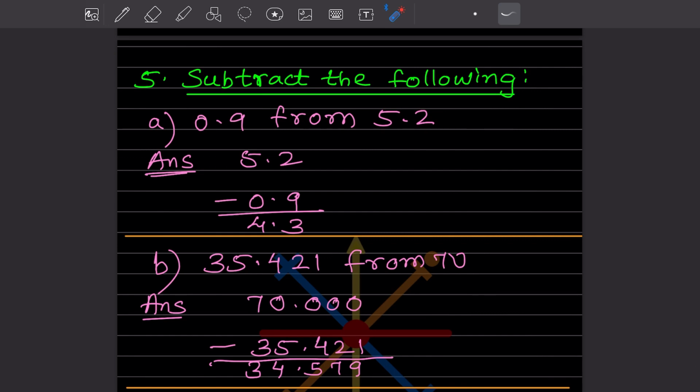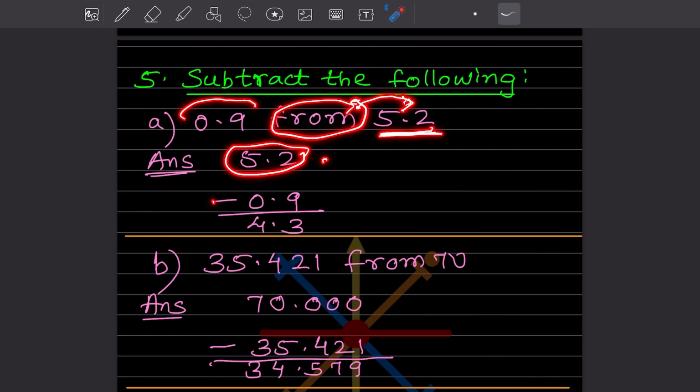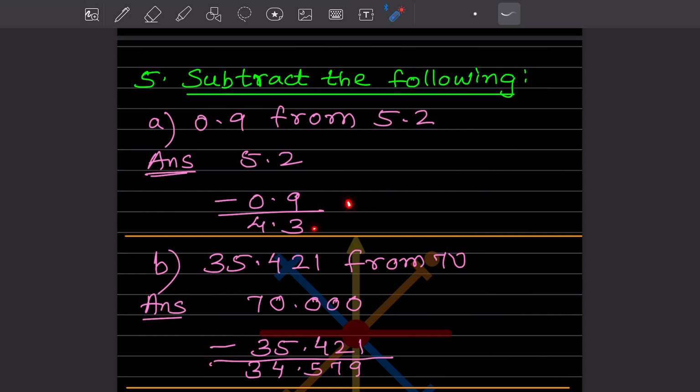Subtract the following. Now they said 0.9 from... whenever the word from is written, whatever the number is after that should be at the start. So you will write it here, and you are going to subtract this number from that number. That subtraction is easy, but you should know the meaning: what is after from is what to write first. So again, here from means this number should be written over here.